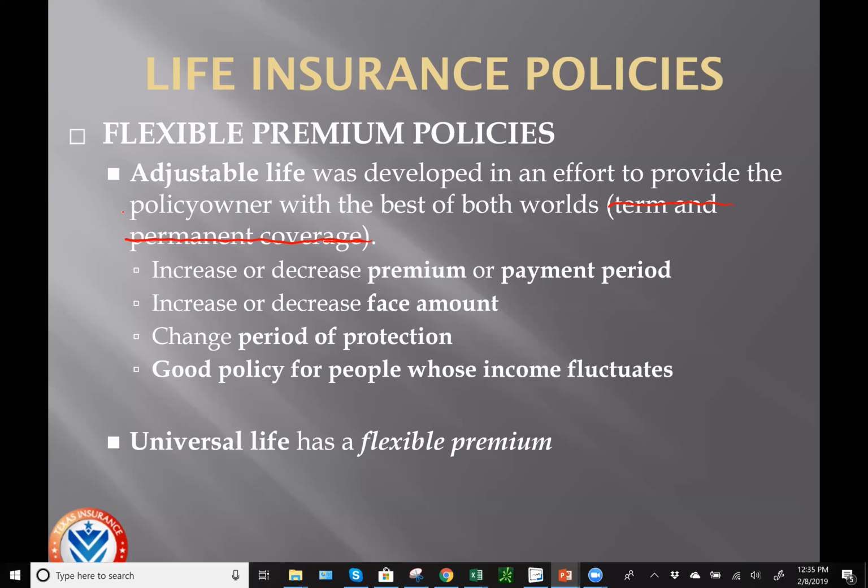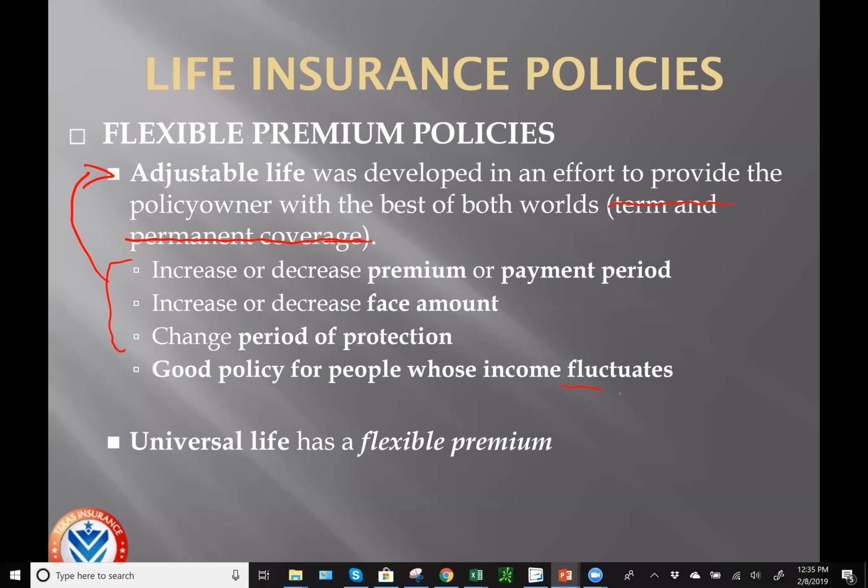So let me give you the first question so you can see why the words on the screen are important. The first question I've seen is, which type of policy allows the policy owner to adjust their premium payment period, their period of protection, or their face amount? So if you see any of these words right here, then you know the question is asking about adjustable life. This policy is good for people whose income fluctuates.